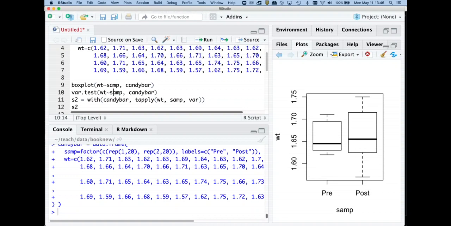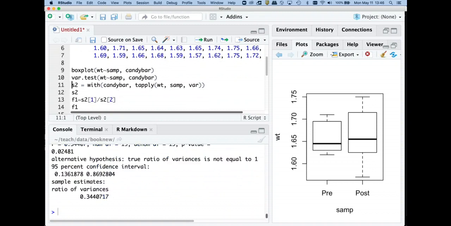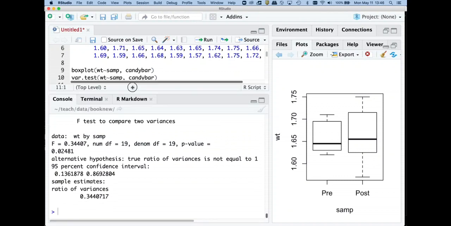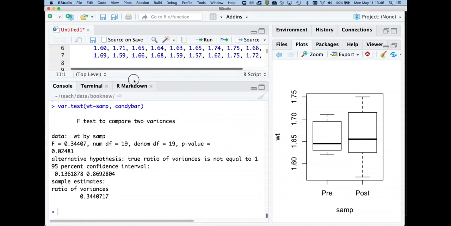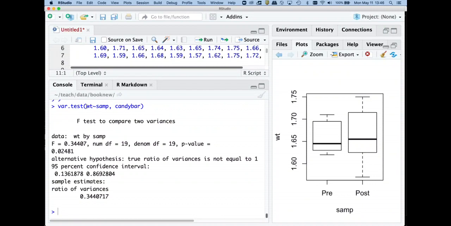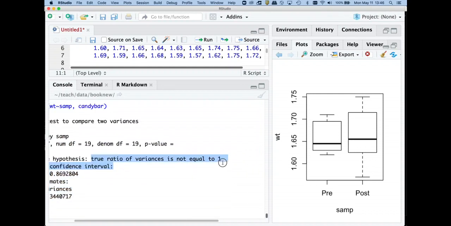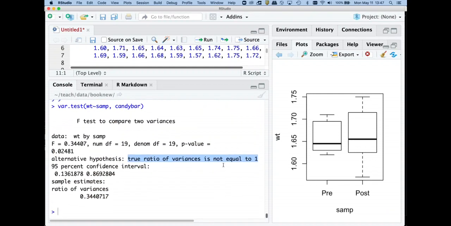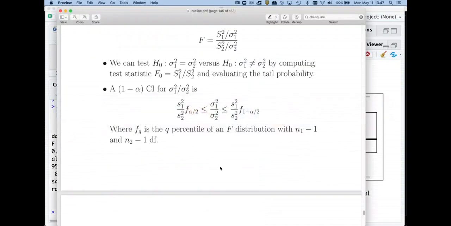To do this in R, we can use the var.test function. This gives us a test of variances. It takes the exact same formula notation that boxplot does. Let's go through what we have here. Our alternative hypothesis is stated: the true ratio of variances not equal to 1. Well, let's go unpack what this means.